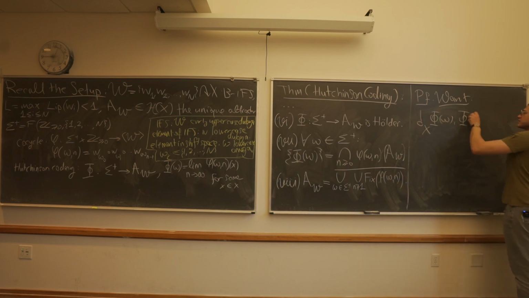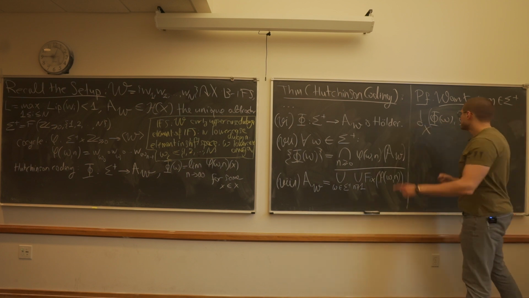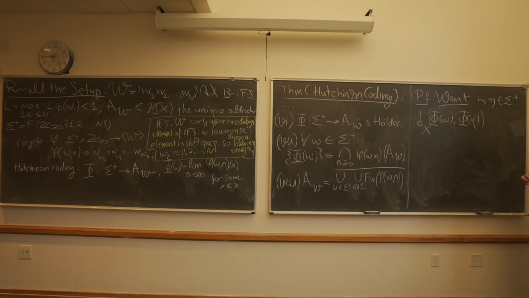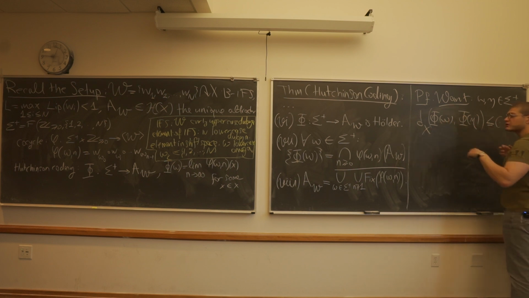I'm going to take 2 points in sequence space, omega and eta, arbitrary. I'm going to apply my coding map to them so that I have now 2 points in x, or the attractor, so that I can look at the distance between them. I want to bound this distance by an expression of the form a constant times distance between omega and eta to some power.